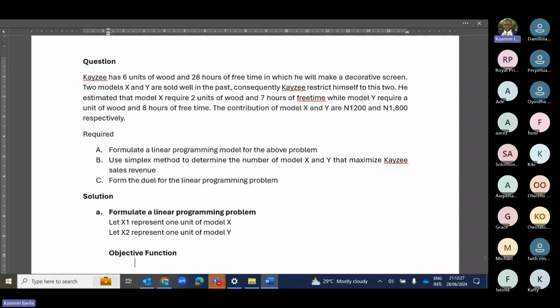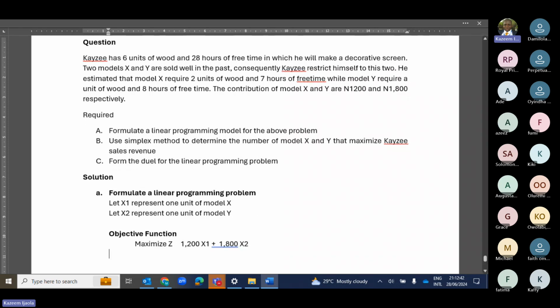So the objective function: since it's contribution, I say maximize Z equals 1,002 X1 plus 1,008 X2. That's the objective function. Then you say subject to. What is the subject to? These are your constraints. The first constraint is wood.